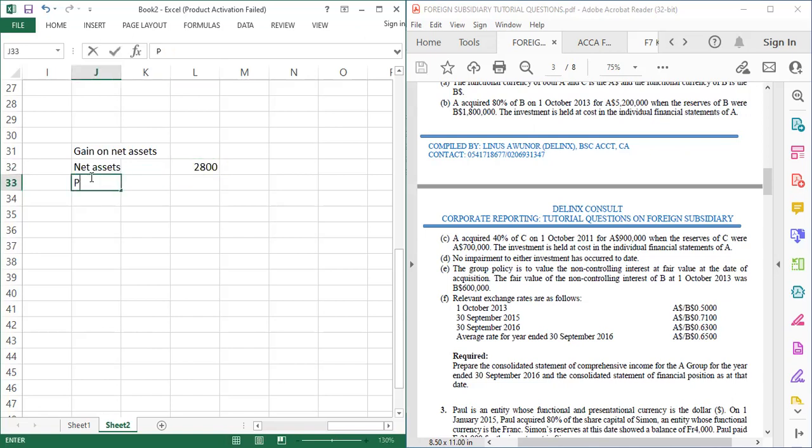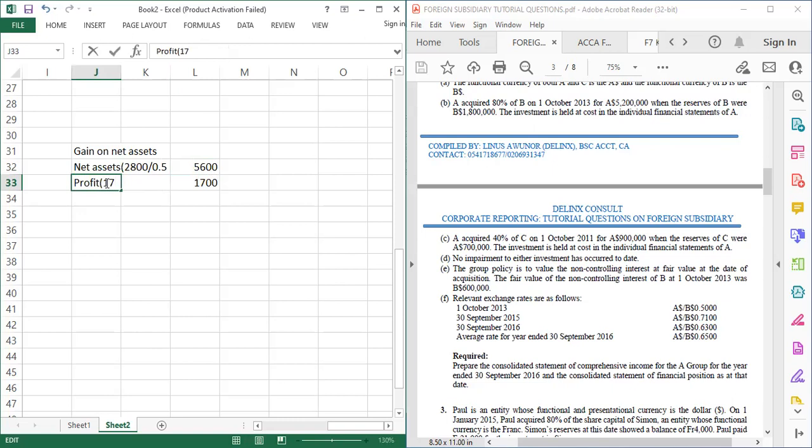What was their profit for the year? 1,700. Okay. But what will happen is that the net asset will be translated at the rate at the date of acquisition. So let's translate that at the rate at the date of acquisition, which is 0.5. How much are we getting? $5,600. Is that correct? Yes, that's correct.